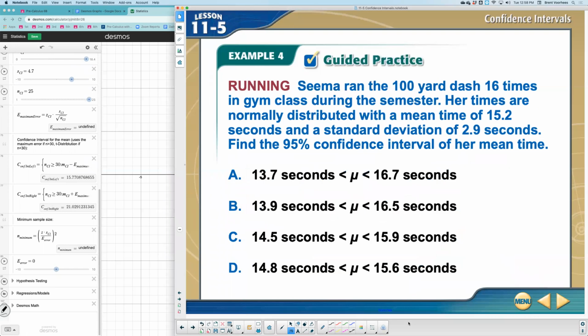All right, with that kind of background knowledge, now I'll let you try example 4. Pause the video if you need more time.